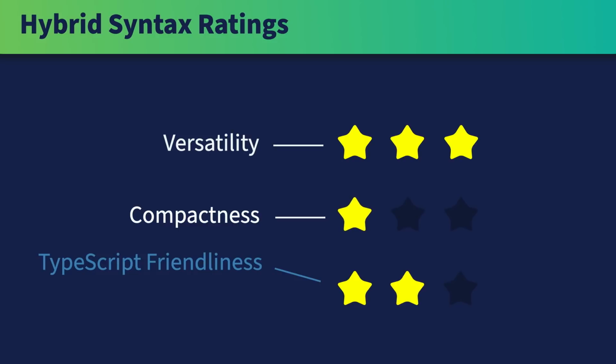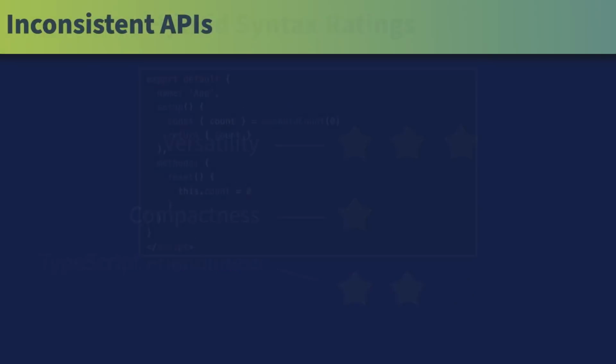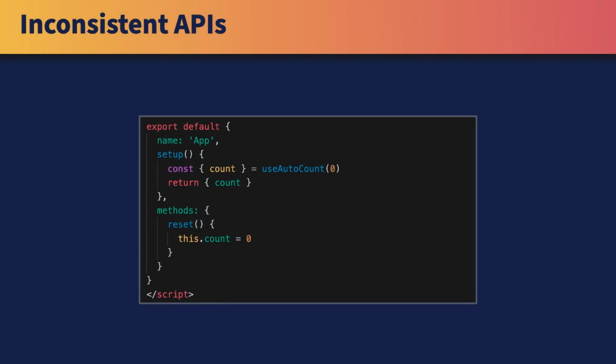Compactness means that the component's parts can be brought together in a coherent fashion. Since we're mixing two types of syntactic structures, our code doesn't look coherent. For example, inside the setup function, we're referencing the count state as simply just count. But in the reset method, we're using this.count.